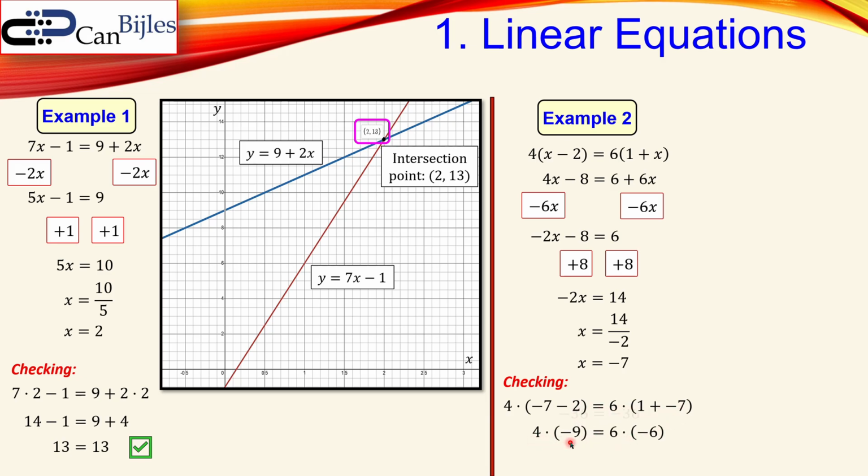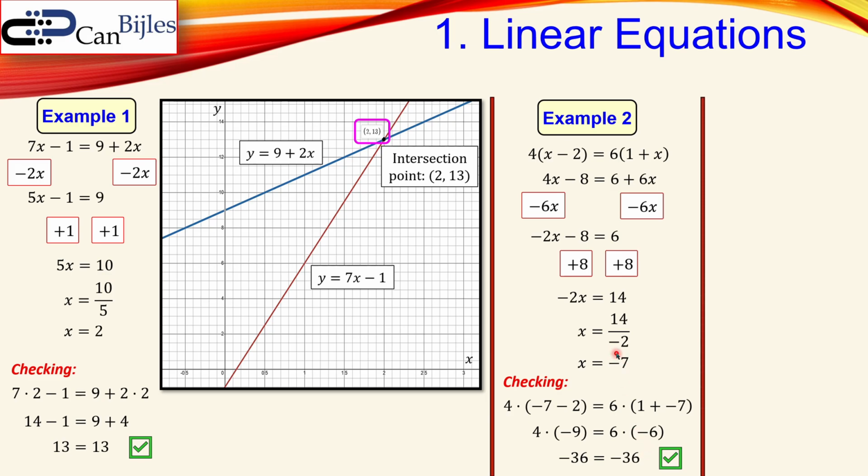And this is minus 36 and this is minus 36. So this again we have checked that. So the intersection point for this one, if we will draw the graph, will be then -7, -36.